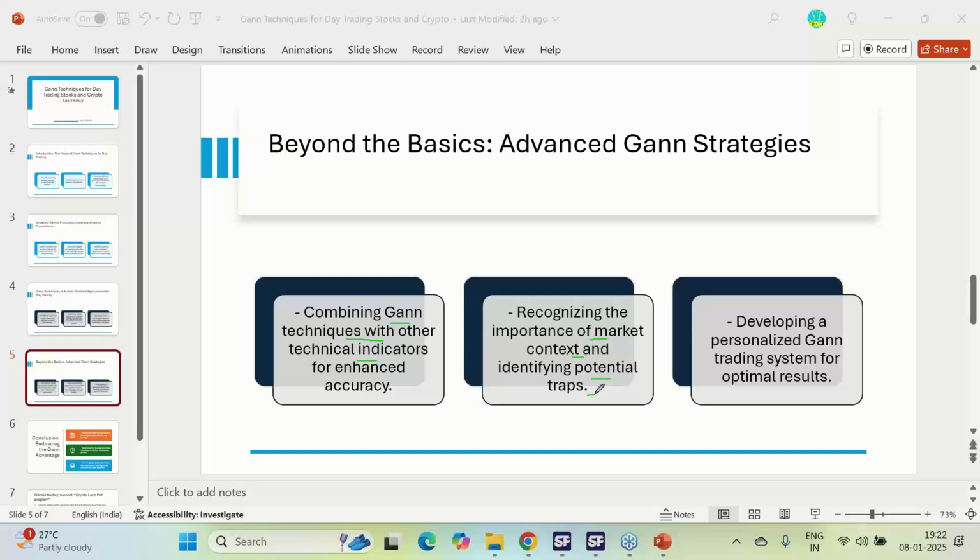Whatever technique we add should mix with Gann, should sit with Gann, and should have a common agenda with Gann to give you a good prediction. If it doesn't, then it is a trap. If there is a contrasting view, that is a trap. Then you have to develop a personalized Gann trading system for optimizing the result.